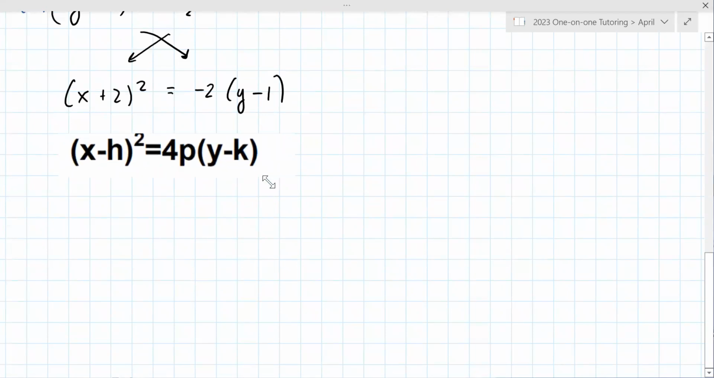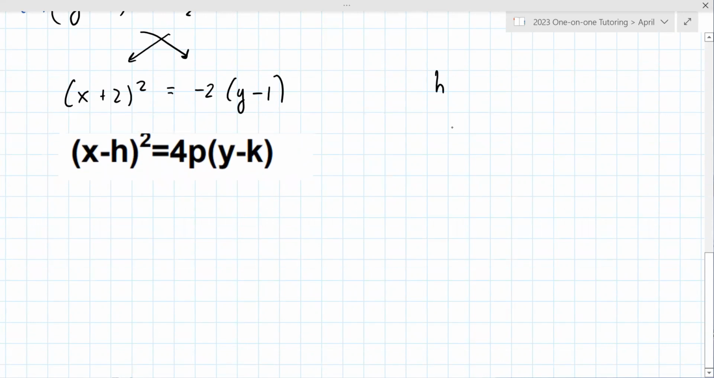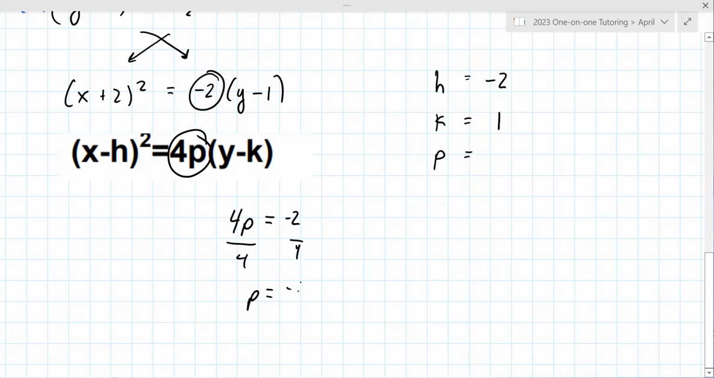And this is how you do these problems: you need to identify h, k, and p. So h comes from inside parentheses here. It's the opposite of this number, so that's −2. We already said that. K is also opposite this number. So it is −1, so that becomes +1 opposite. And then 4p equals −2. So you take and divide by 4 here. 4p is the part in front. So p equals −1/2. You need these three things.